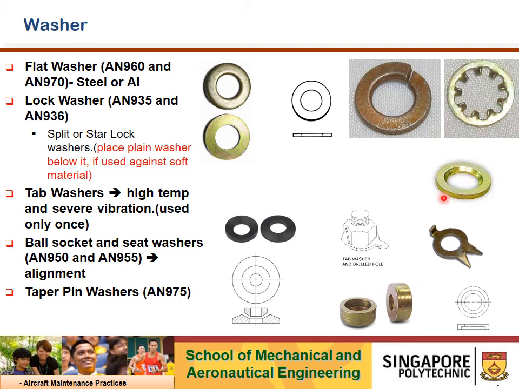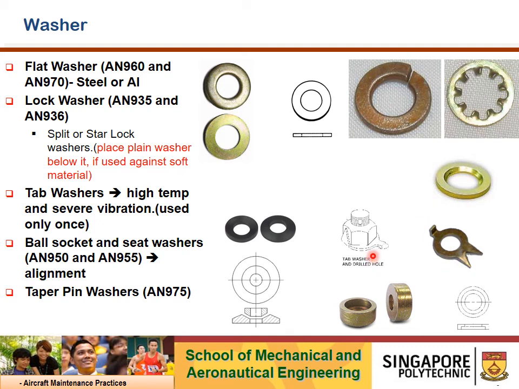Right. Then countersunk washer. This is the countersunk washer. Countersunk washers are used to provide head to shank fillet relief. So this is installed with a radius fitting bolt. Then we have a tab washer.